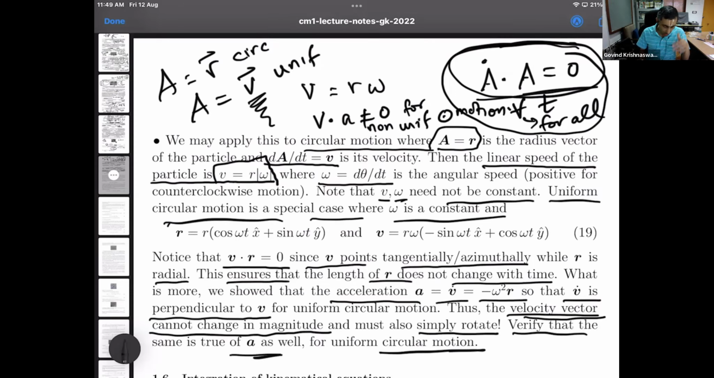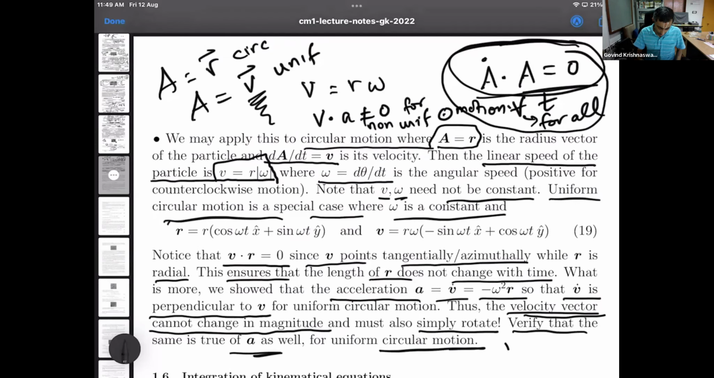So this sequence of orthogonalities like r dot v equal to 0 and v dot a equal to 0 and a dot a-dot equal to 0 are all instances of this single formula, with the uniform circular motion providing a nice example.